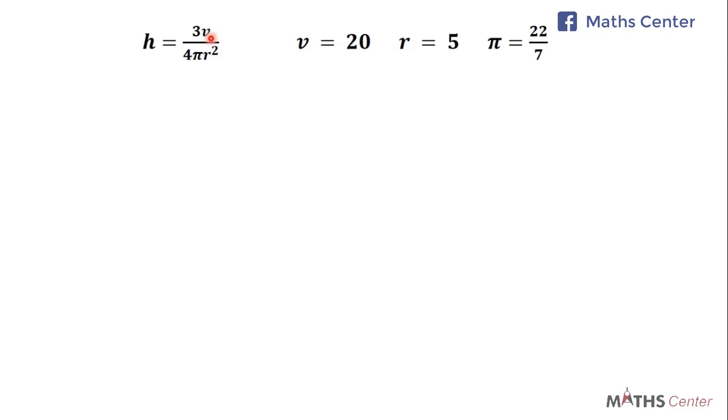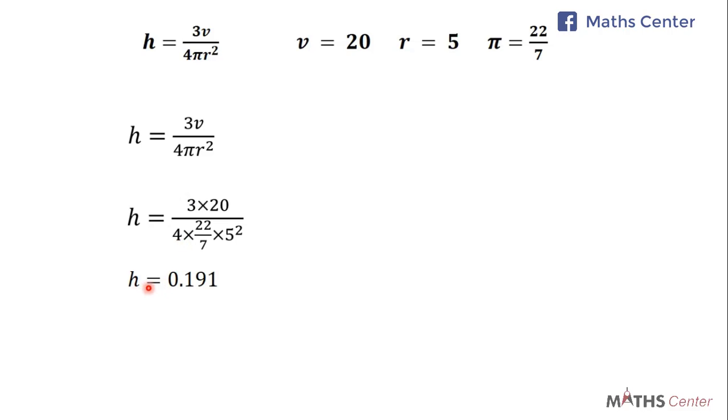So where we will see v, you replace it with 20. Where we see r, we replace it with 5. And where we see pi, we replace it with 22 over 7. This is going to give us h is equal to 3 times v, which is 20, divided by 4 times pi, which is 22 over 7, times r squared, and r is 5, so 5 squared. When you punch this on your calculator, you are going to get h is equal to 0.191.